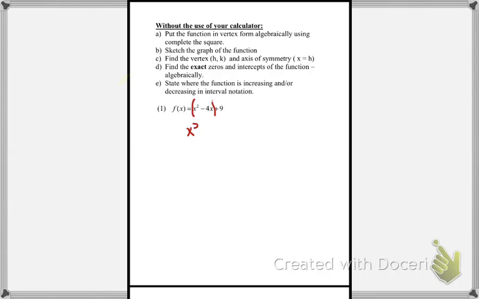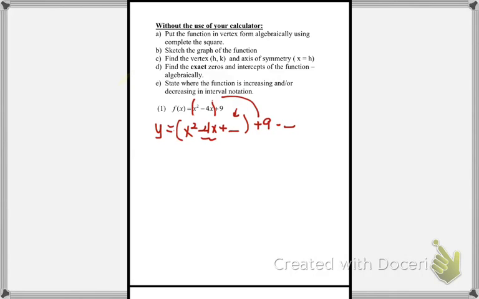Now we're going to complete the square. You're going to leave a space to complete the square. You're going to continue with your equation. Now because you added something, we have to subtract something.